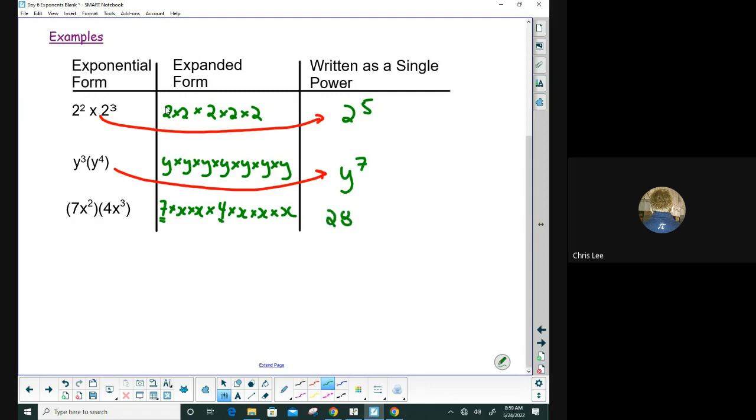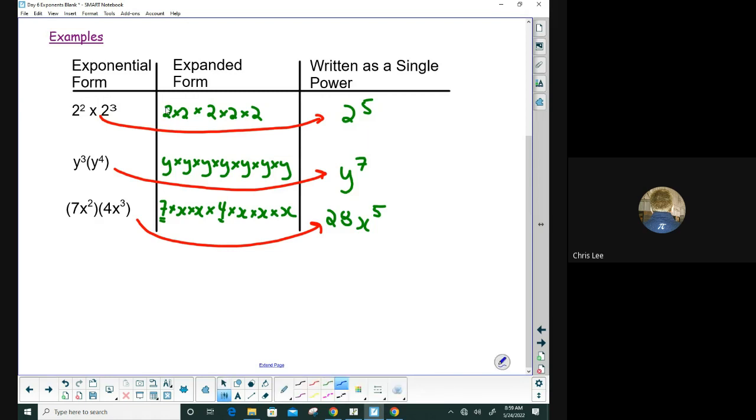But now I've got an x times an x times an x times an x times an x. How many of those do I have? 5. X to the power of 5. And again, I don't expect us to have to write this out all the time. We can go straight from here to here. That's especially valuable if we get really complicated stuff.